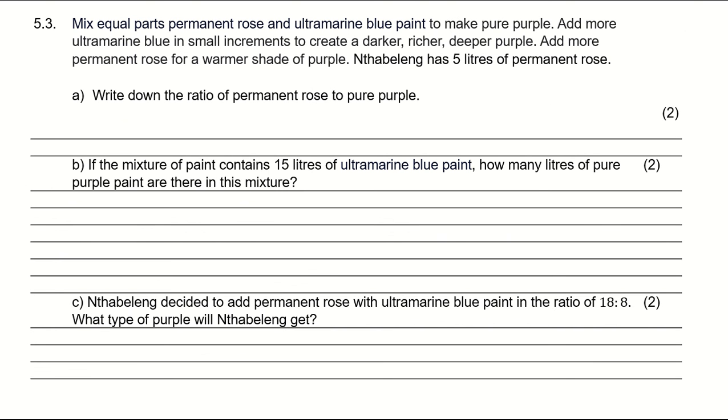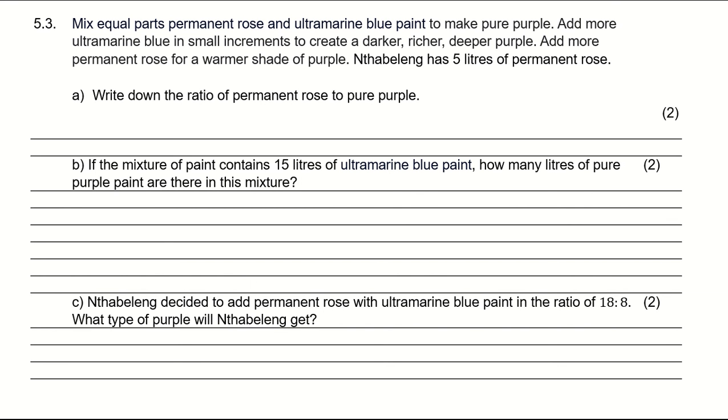Let's move to 5.5. When we mix equal parts of permanent rose and ultramarine blue paint, we make pure purple. Okay, so we mix equal parts to get pure purple. Now add more ultramarine blue in small increments to create a darker, richer, deeper purple. So if you want a darker, richer, deeper purple, we will need to add ultramarine in small increments. And if we add more permanent rose, we will get a warmer shade of purple.